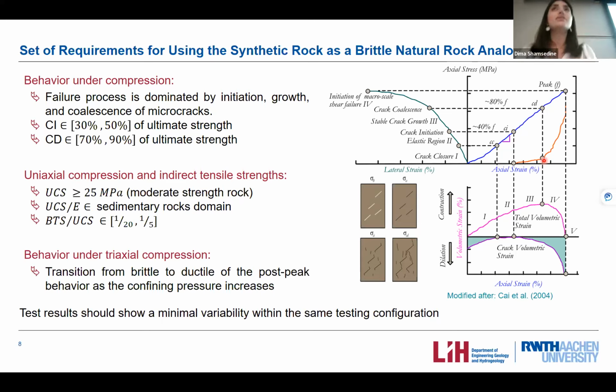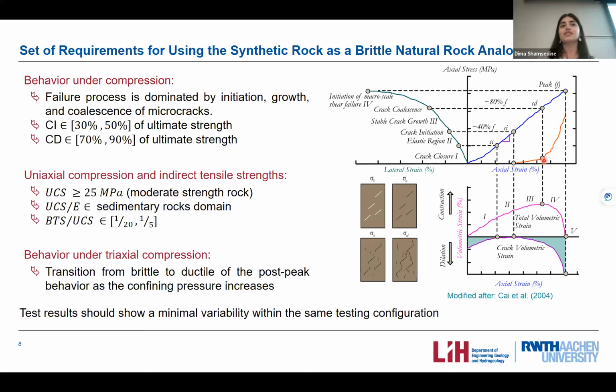Moreover, the minimal requirement of the strength of the synthetic material is 25 megapascals. We said this because 25 megapascals and higher represents the strength of a moderately strong natural rock, which is acceptable for us. And further, in the strength aspect, we have two ratios, the UCS to E ratio, which is called the modulus ratio, and the strength ratio, tensile to UCS ratio. Both ratios characterizing the material should belong to the sedimentary rock domain, the natural rock domain.